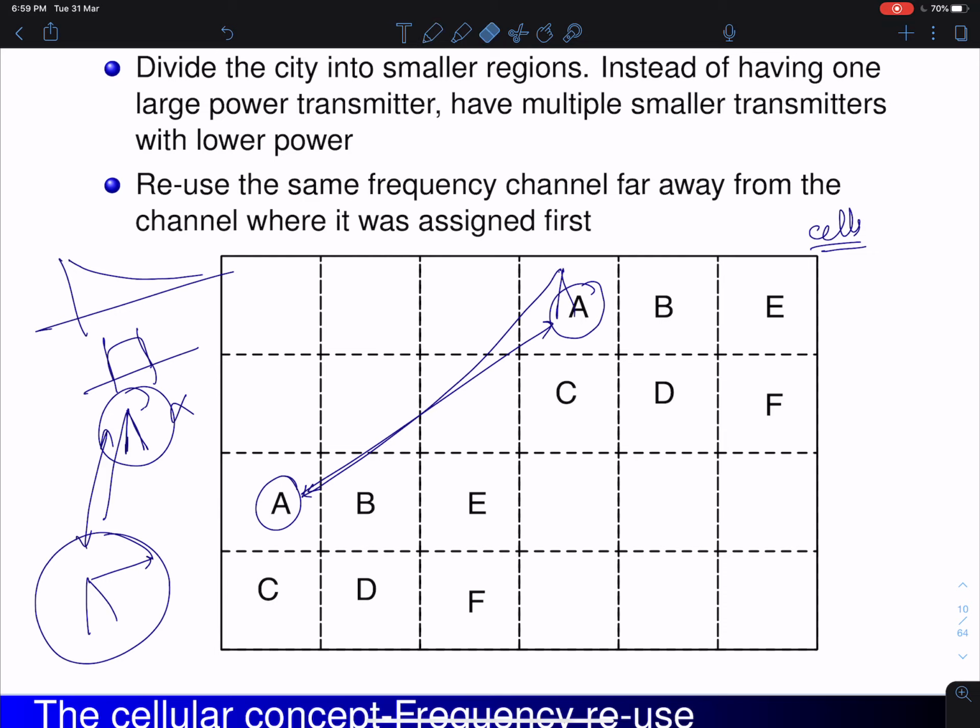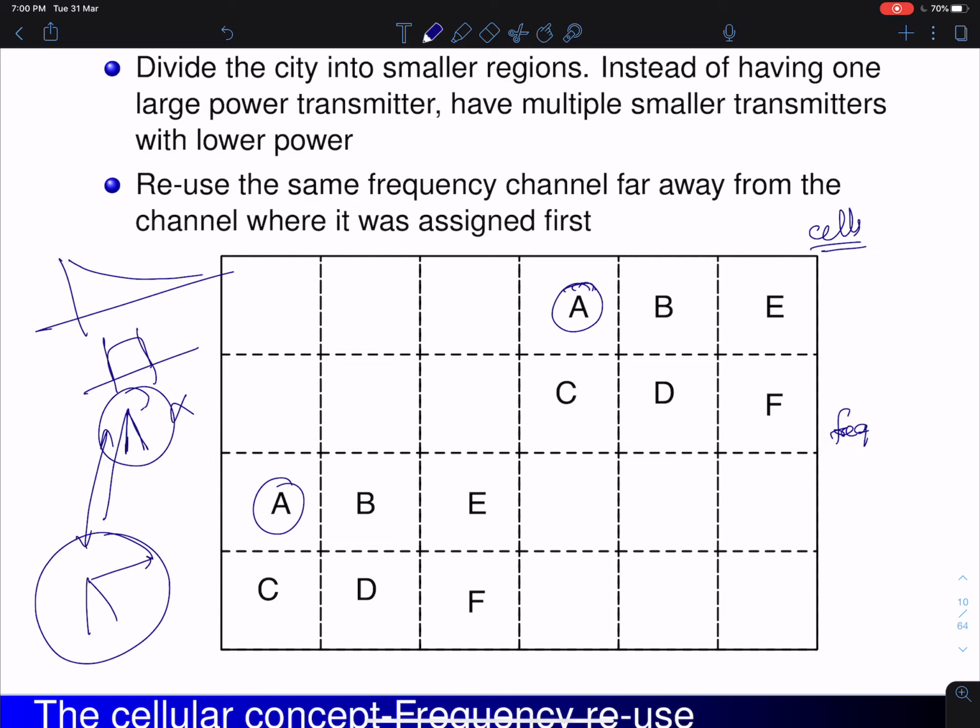If I'm going to use the same frequency nearby, I'm going to have interference. From here, some other user is going to be talking, and I might end up listening to that, or the base station might end up picking that up. So the problem was this, and the solution involved dividing a big region into small regions called cells, and reusing the frequency again. This concept is called frequency reuse.